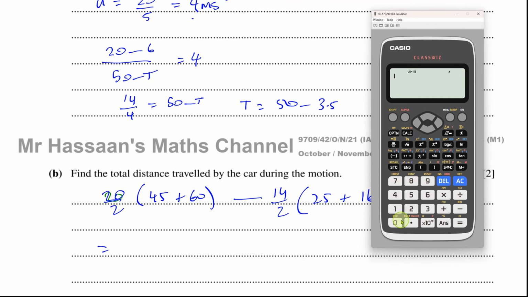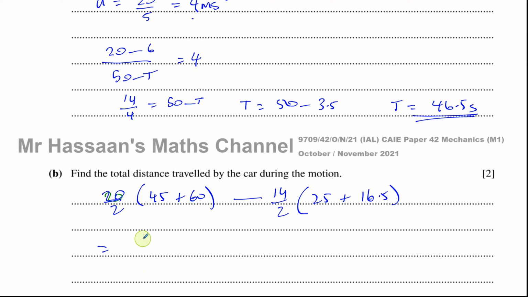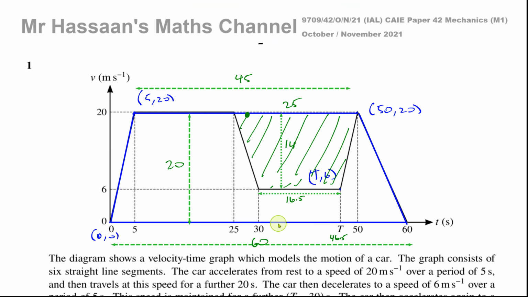That's going to be 10 times 105, because that's 10, that's 105, minus 7 times 25 plus 16.5. Take away, yes, good. So that gives us 759.5 meters. And there's the answer. And that concludes question number 1.